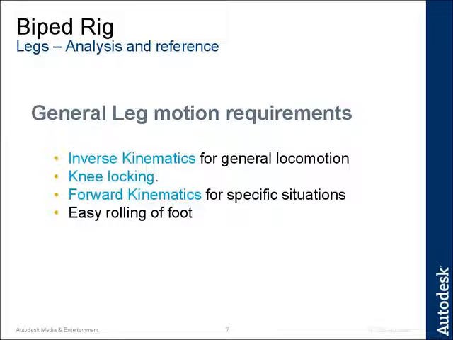Based off of our reference, we can come up with some general motion requirements for our legs. First is inverse kinematics for general locomotion. We want to be able to put the foot wherever it needs to be and have the knee do the correct thing. It's also important to be able to lock the knee to the ground if necessary. We also need forward kinematics for specific situations, like if the character is jumping and the legs are just going to be flailing through the air. It's a lot easier to animate that using forward kinematics than it is with inverse kinematics. And finally, we need a way to easily roll the foot. So having a foot roll and foot pivot system would be very, very helpful.